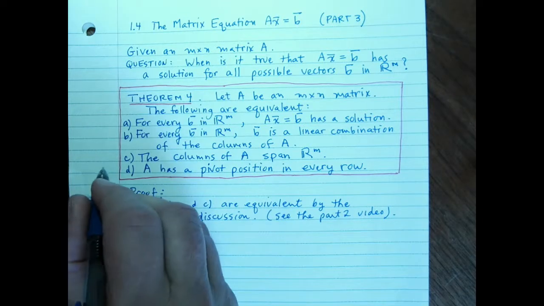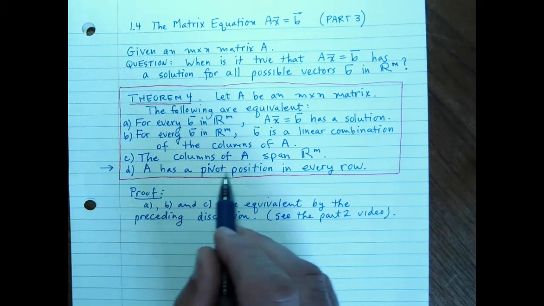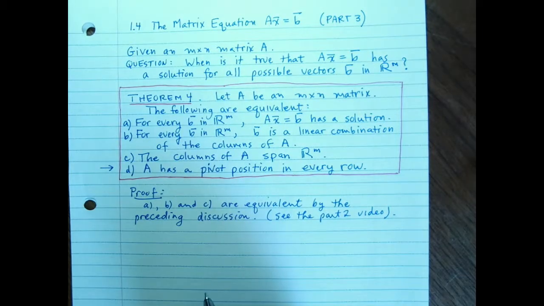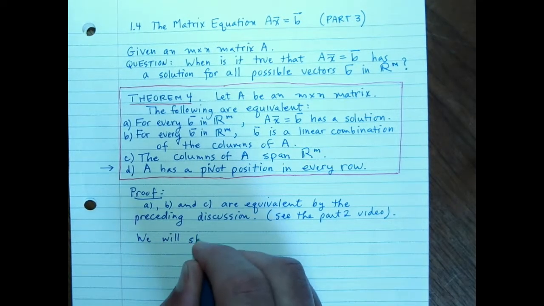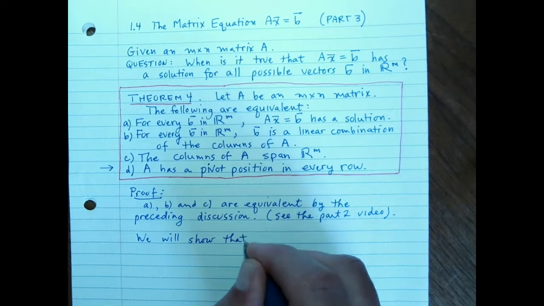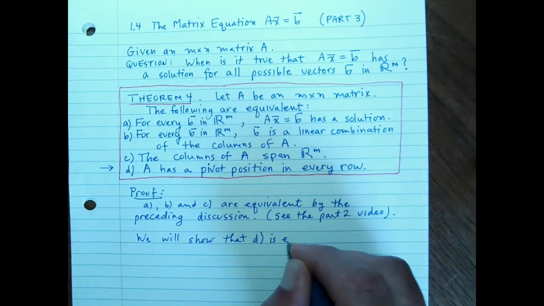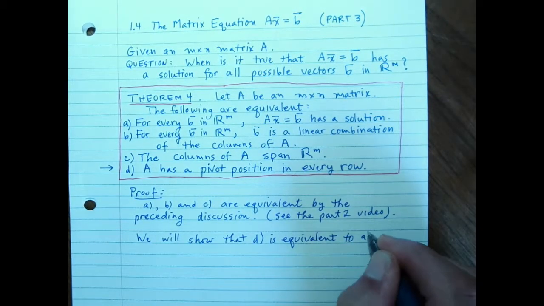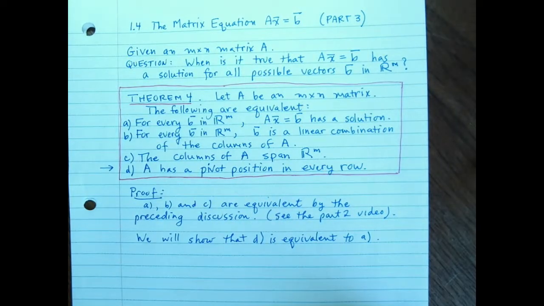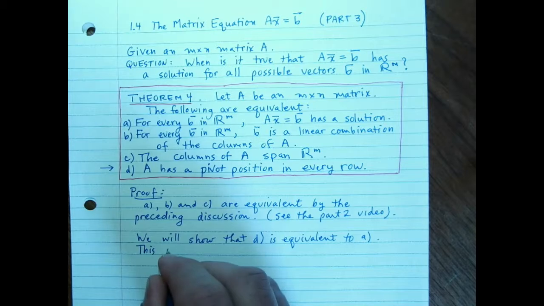But now D is the trickier part, because the statement D seems to have nothing to do with, or seems very unrelated from, the others. And so to bring D into this picture, we will show that part D is equivalent to part A, and then therefore all four are equivalent to each other. The way we're going to show D is equivalent to A is done in two parts.